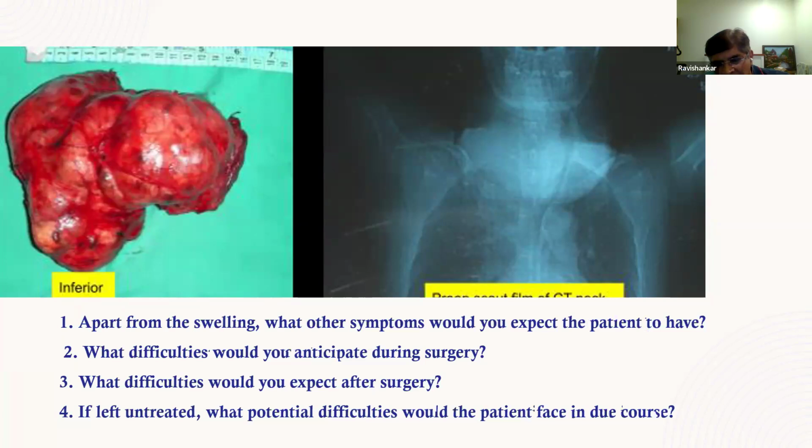How do you overcome tracheomalacia? Calcium.